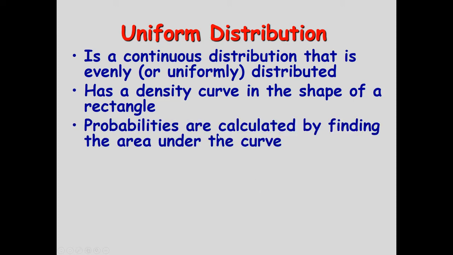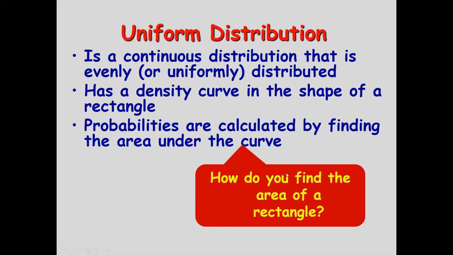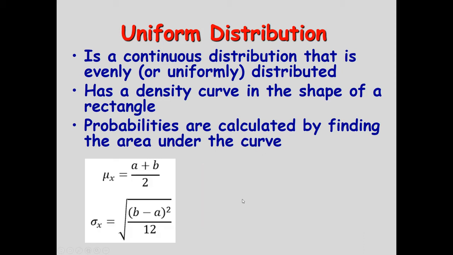You're going to calculate the probability by finding the area underneath the curve, which in this case is just a flat line. And this is pretty important. How do you find the area of a rectangle? Pause for a second for some reflection. And hopefully you came up with base times height. Base times height.